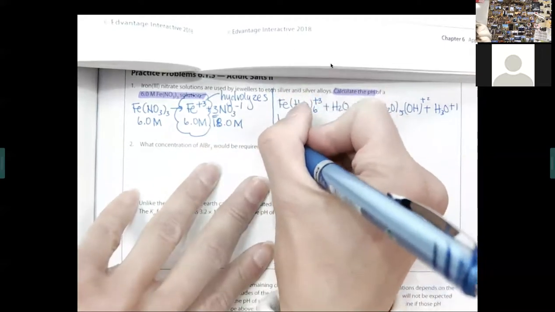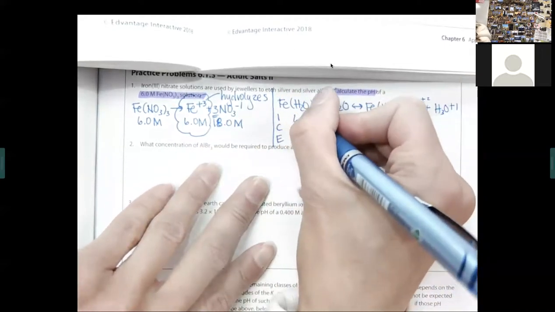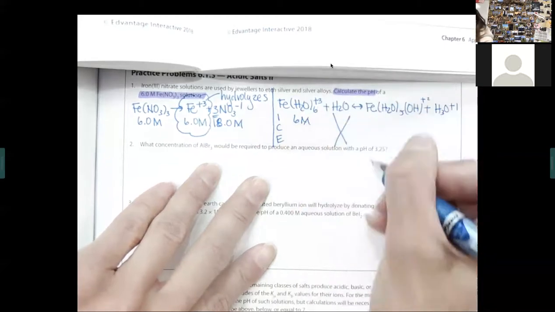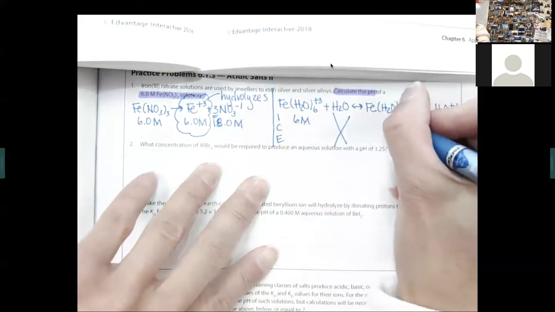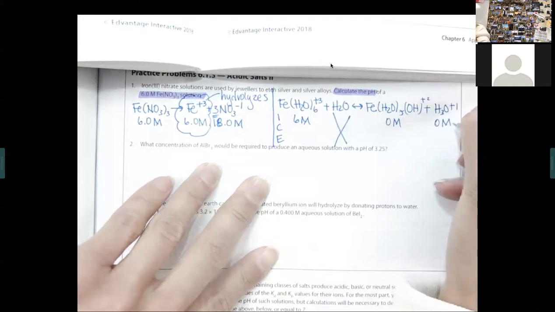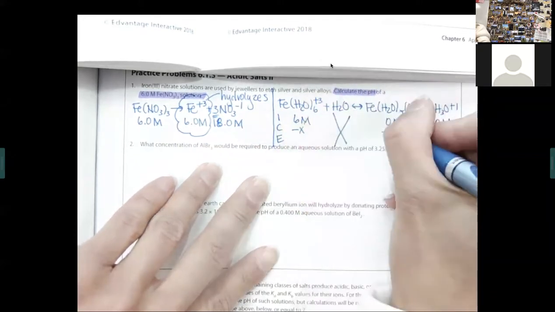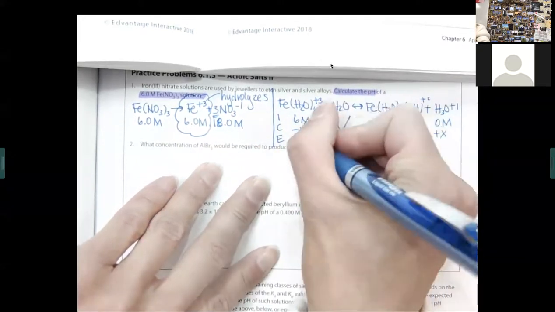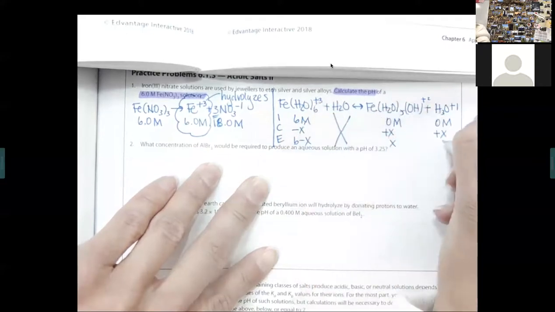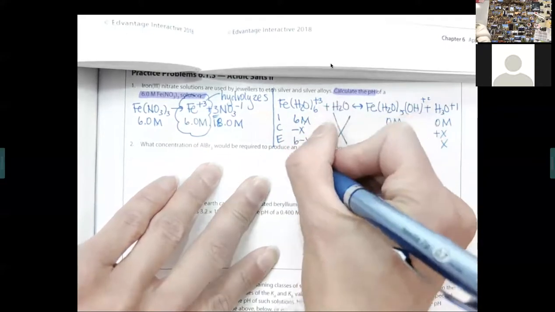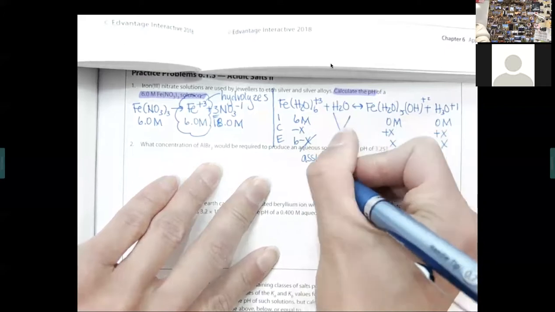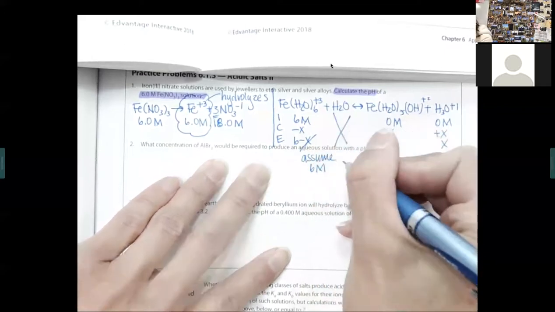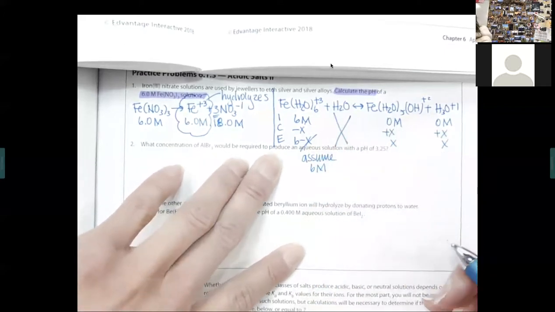If you do your ice table, this concentration is 6 molar. We don't write anything for the water. You have 0 molar for each one of these products. This is minus X, plus X, plus X. This is 6 minus X, X, and X. We assume that this is just 6 molar for the equilibrium concentration. We can ignore the minus X.